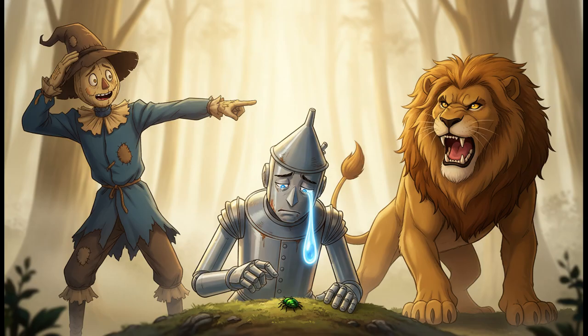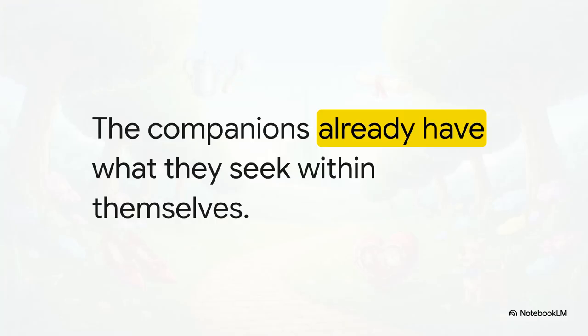And the cowardly lion? He leaps across a massive gorge and stands his ground against the terrifying Callidas, roaring to protect his vulnerable friends. It all synthesizes into one clear theme: the illusion of lack. They already have exactly what they are seeking.